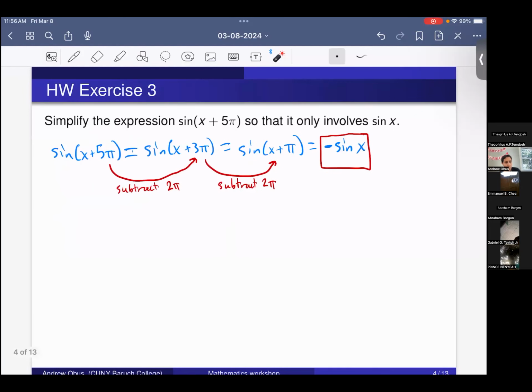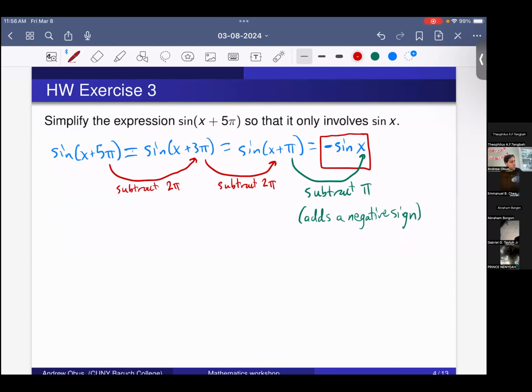So going back to the problem, subtract 2 pi, nothing changes. Subtract 2 pi, nothing changes. And now here, I'm going to subtract pi. And what does this do? This adds a negative sign. Right, so subtract 2 pi, nothing changes, and we subtract 2 pi here, nothing changes. And then here, we subtract pi, and that adds in a negative sign.